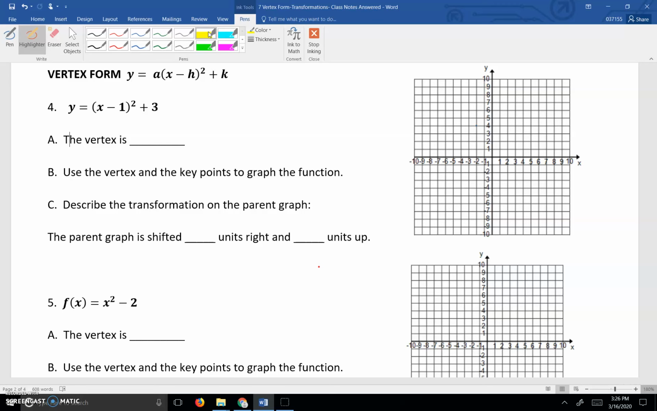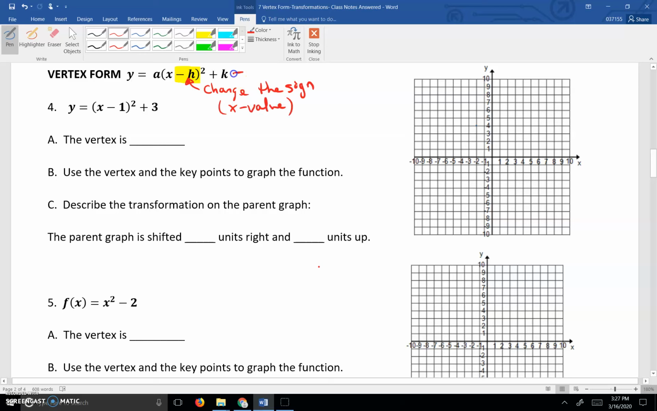Remember, vertex form is a times x minus h squared plus k. The important part to remember is that minus h inside the parentheses. The minus h means that when I go to write the vertex of this, because it is negative h and my vertex is the point h, k, I'm going to change the sign of the number inside the parentheses, and that will give me my x value of my vertex. The plus k at the end, because it's a positive, I can keep that sign, and that will give me my y value of my vertex.